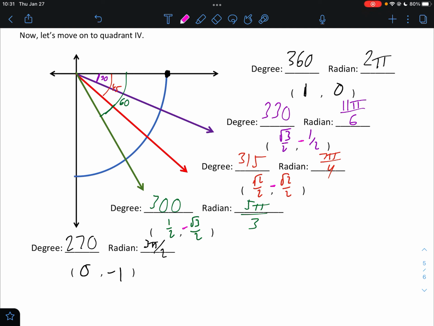Okay? So that is all the points on the unit circle that we'll have to know. But we'll talk a lot more about patterns here in the next couple days. If you know your first quadrant, quadrants 2, 3, and 4 should come relatively easy.